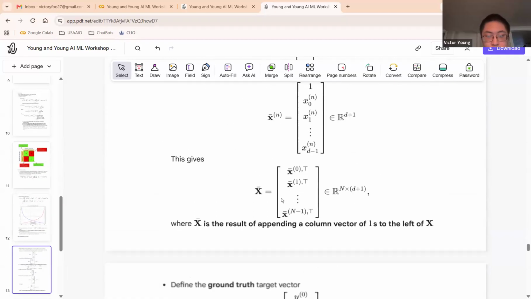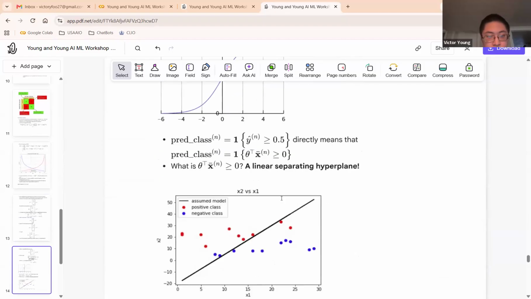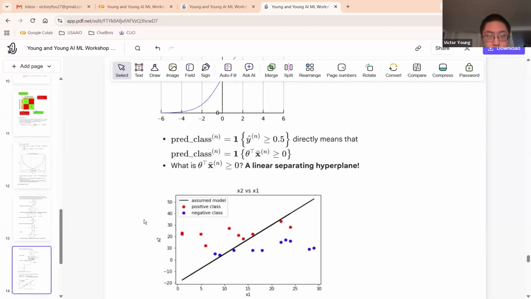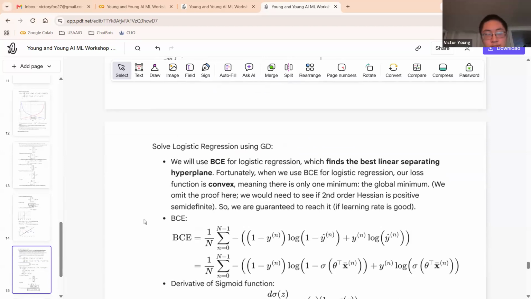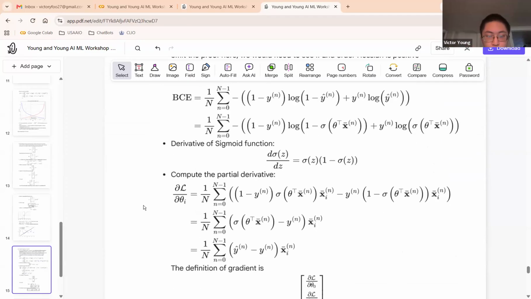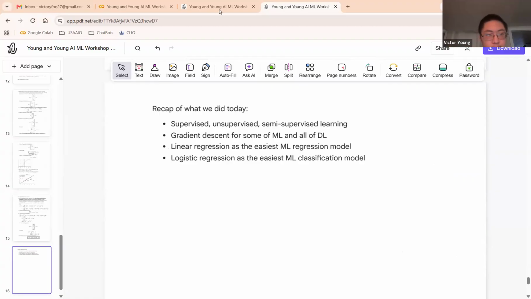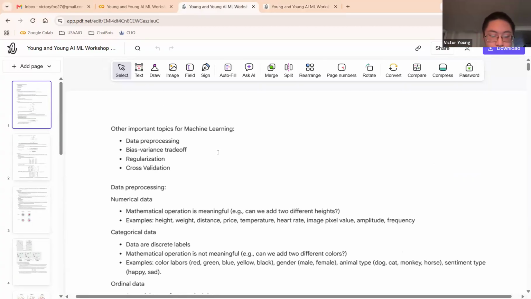And here are some more mathematical derivations. The most important part of classification, of logistic regression, is the sigmoid function, which looks like this. We just need to know that logistic regression is basically a linear function plus a sigmoid added to the end. This is some more mathematical derivation. Okay. Now, we've talked about how we train a model, which is gradient descent.